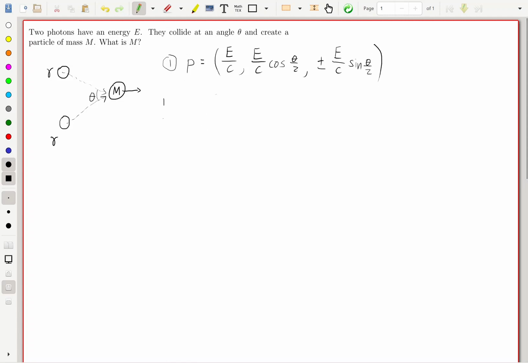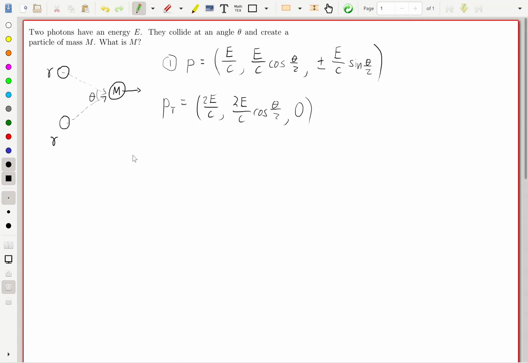Now the total momentum is equal to the sum of the two four momenta of the two photons. So we simply double each term: 2E over c, 2E over c cosine of theta over 2. But this term would be 0 since the net y component of the momentum is 0.